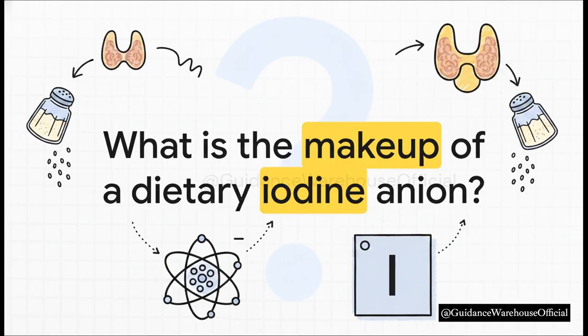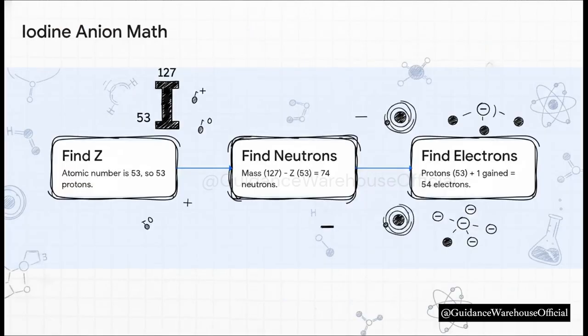To prevent that, we add tiny amounts of iodine to everyday table salt. But here's the catch. It's not added as a neutral atom. It's actually added as an anion with a mass number of 127 and a -1 charge. So, let's solve this puzzle. How many protons, neutrons, and electrons are actually inside this specific dietary iodine anion? Let's work through the math together step by step.